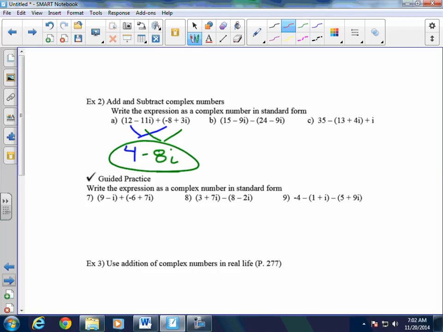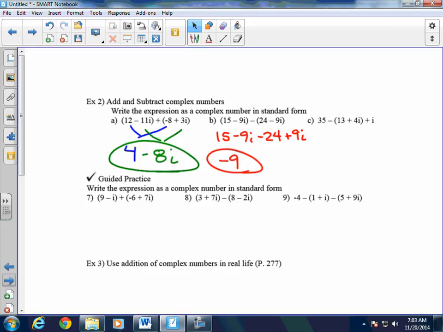The next one, again, I would always switch this. Get rid of that negative sign in between and do the distributive property. That way we're doing it exactly like we did part A. And so we add our like terms, 15 minus 24, which would be negative 9. And then negative 9a plus 9a is 0. They're gone, so we get negative 9.